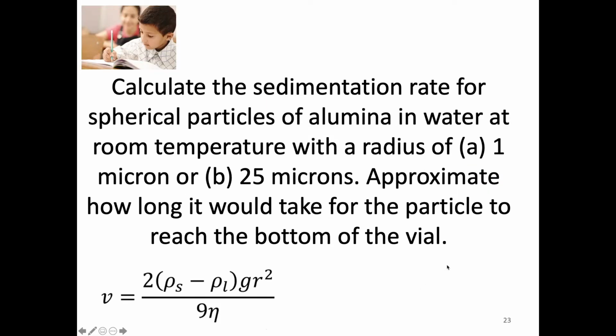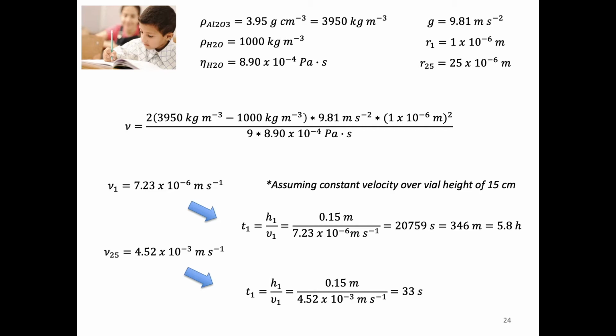All right, so we're back, and let's see if we can calculate the sedimentation rate for these alumina particles in water at room temperature. I've got my worksheet and how I calculated this. At the top, these are the values that I came up with from various sources online. So I got the density of Al2O3, alumina. I've got that in grams per centimeter cubed.